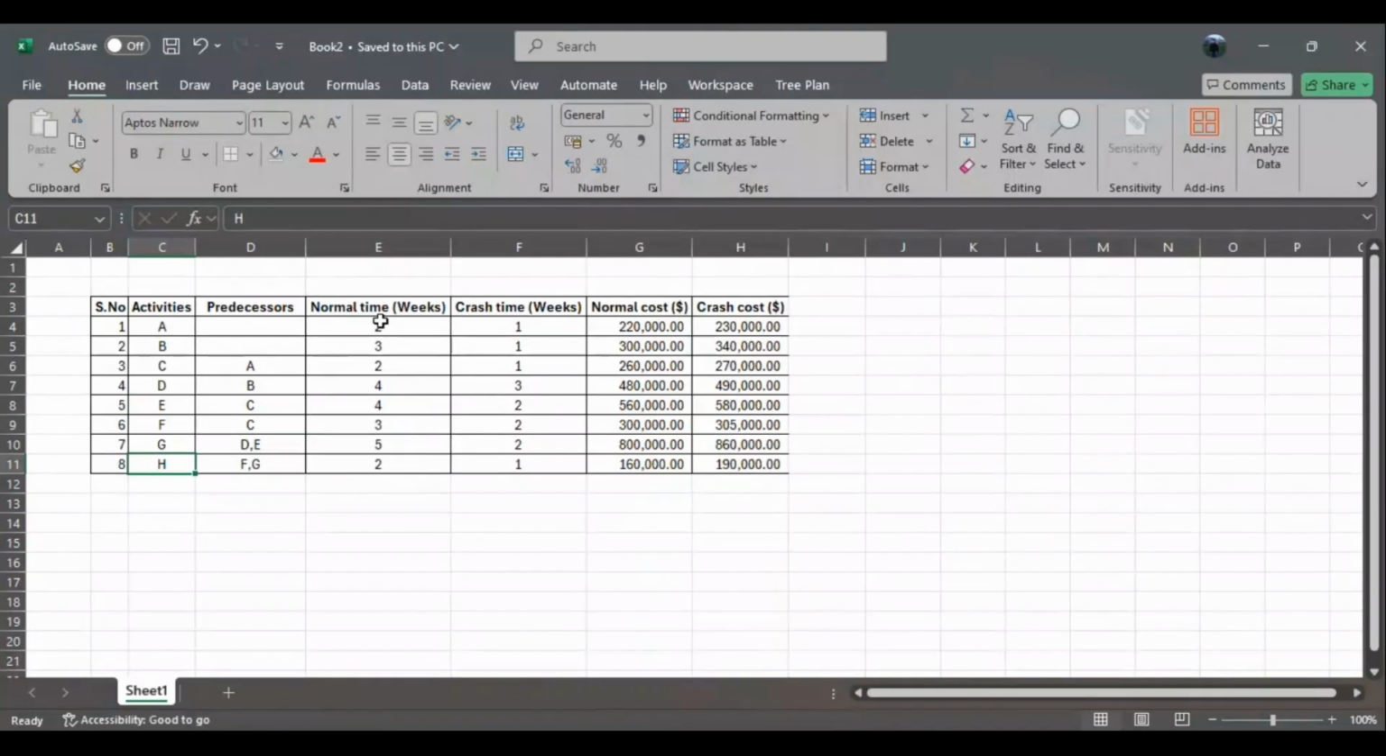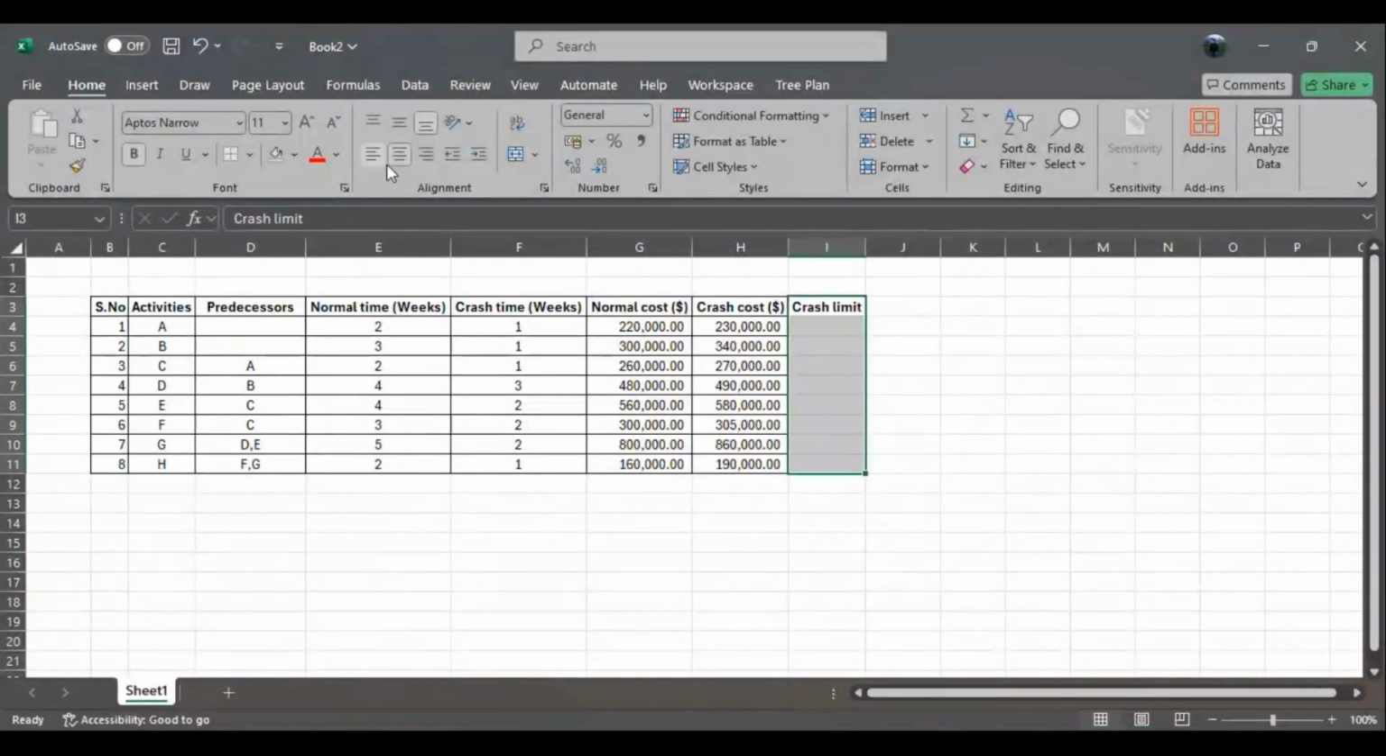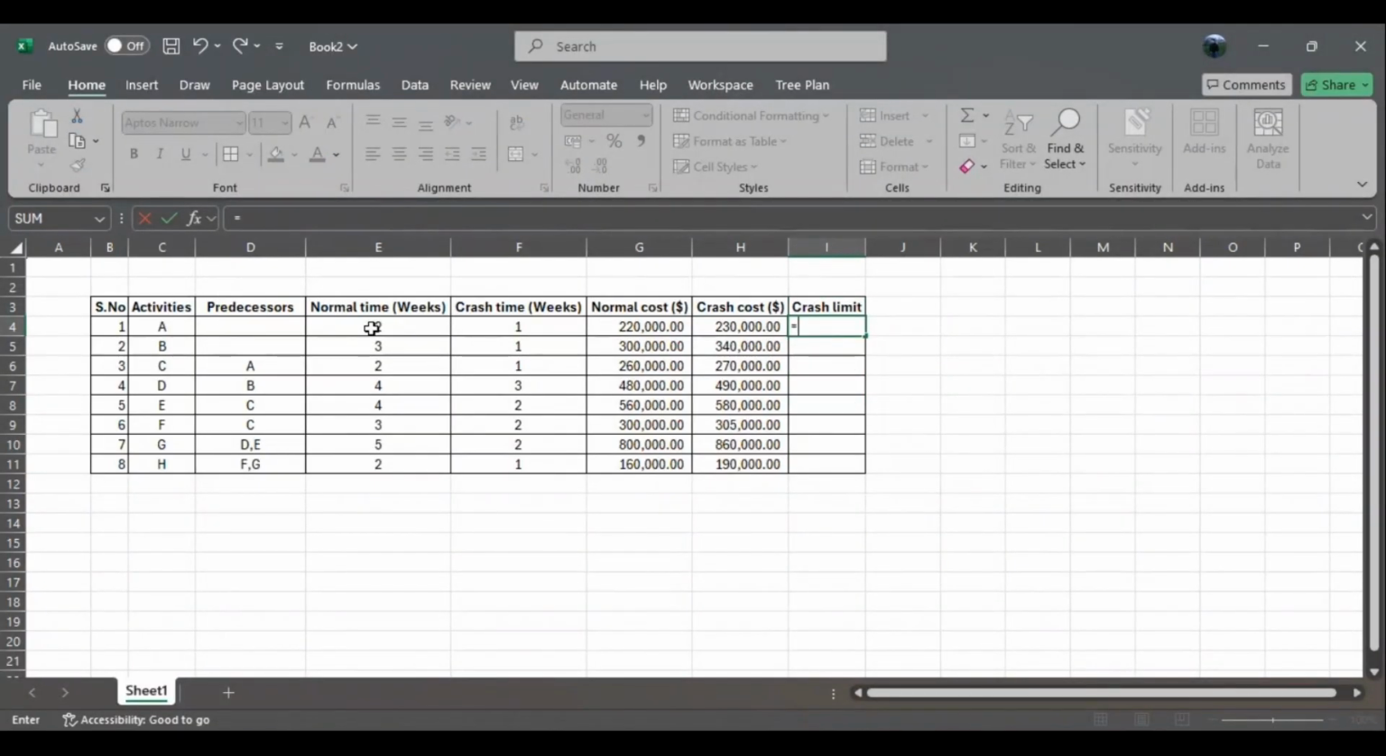Now there are terms like normal duration or normal time, crash time, normal cost, and crash cost. We talked about that in your lecture. To start with this algorithm, we create a new column and call it crash limit. What is crash limit? Crash limit is simply the limit by which you can crash a particular activity. How can we estimate that? It's really simple. All you need to do is subtract the crash time from the normal time. So I'm going to subtract cell E4 from cell F4.